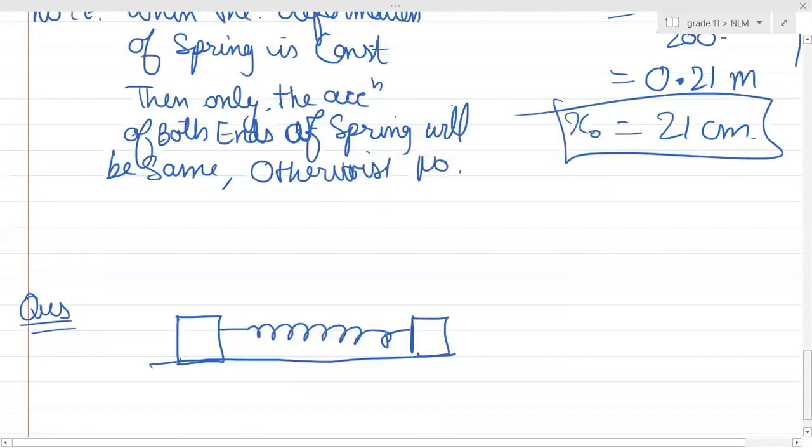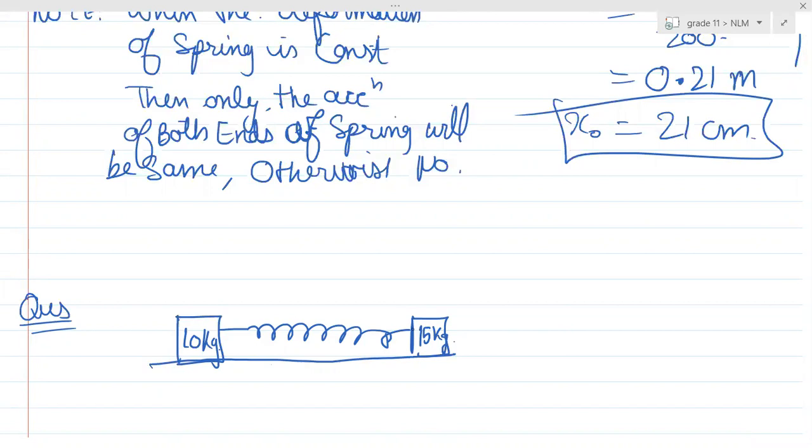So on the same situation, I'm giving you this question. There is a block of 15 kg and there is a block of 10 kg. I am applying a force of how much? One second. Let me see how much is the force. 60 newtons, I guess. Yes, 60 newtons.